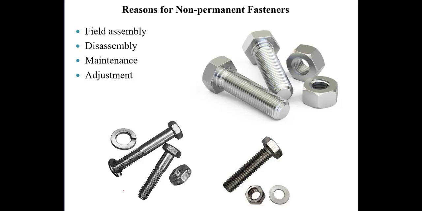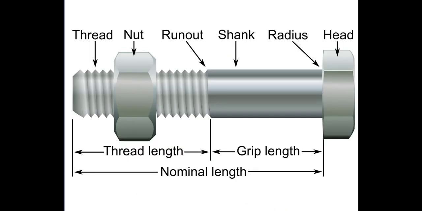Now, we're interested in bolted fasteners because they are not permanent. There's great value in being able to do field assembly and disassembly. It makes for easier maintenance and replacement of components, and it allows you to adjust the final position of components for final alignment. Now, the basic structure of the nut and the bolt is as shown here.